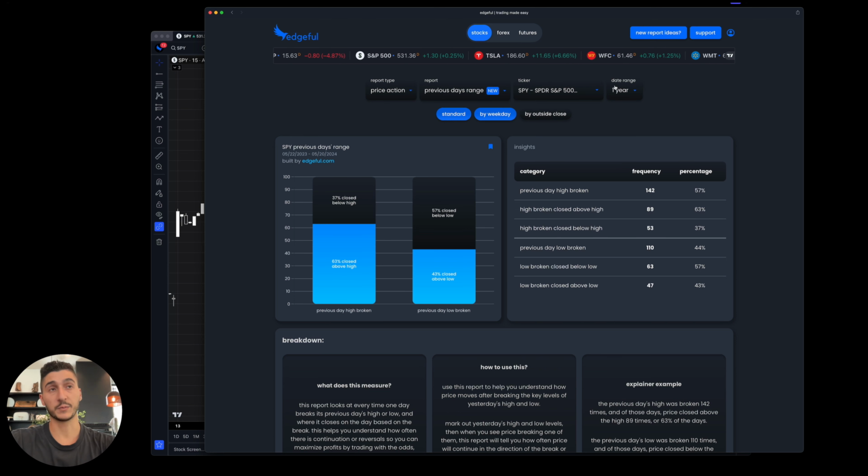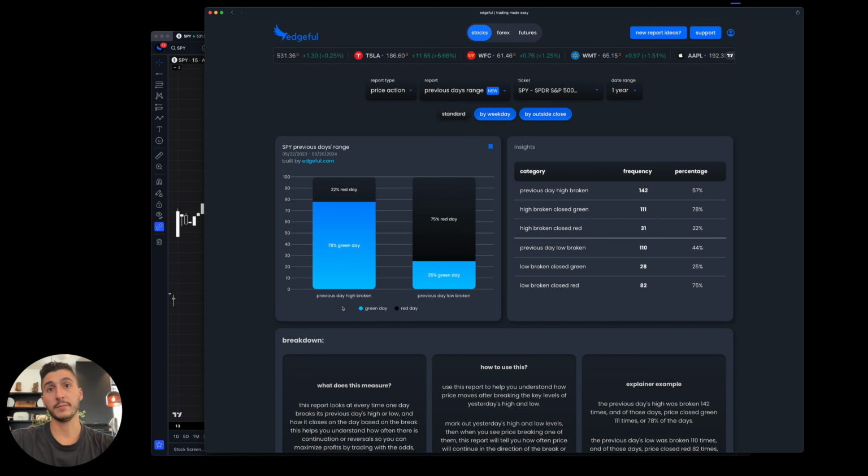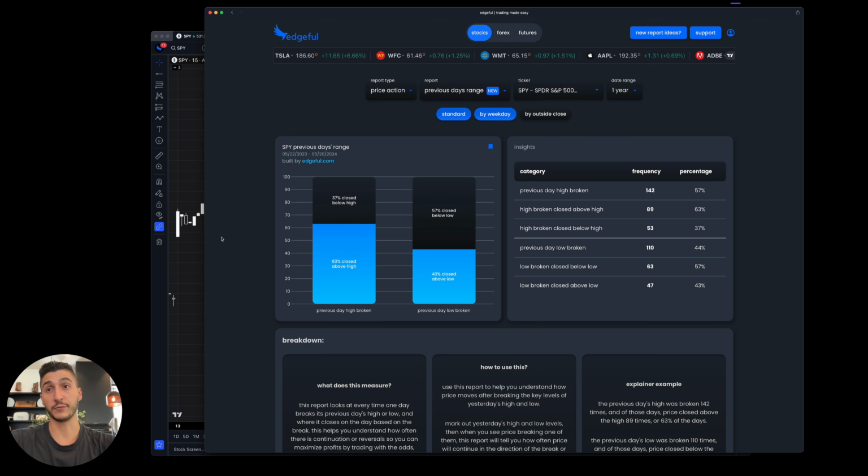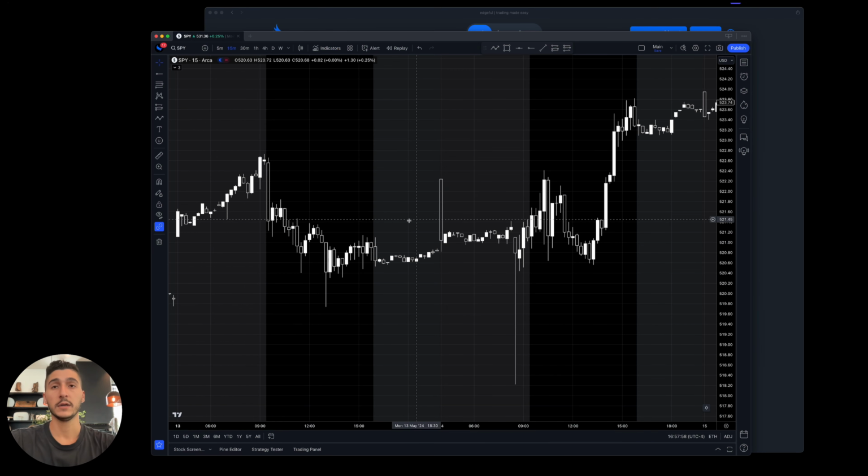Right now, we're looking at SPY in the trailing 1 year. The outside close variant is different from the standard because the standard measures if price closed green or red on the day, but the outside close measures if we closed above the high or below the high, and then below the low or above the low. So I'm going to show you an example right now.